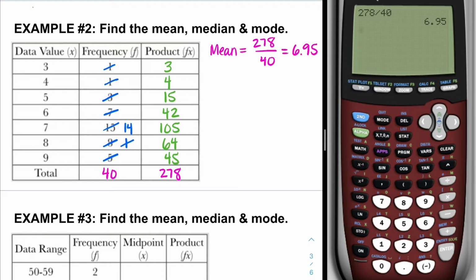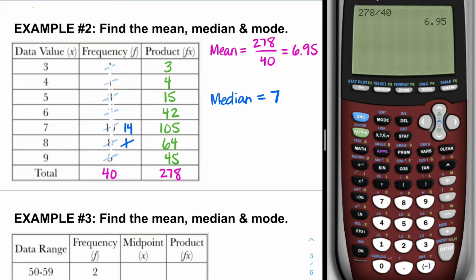Because 7 is going to be written 14 times after everything else was chopped off, I know that my median is going to be 7, because that's going to be the only number that's in the middle.